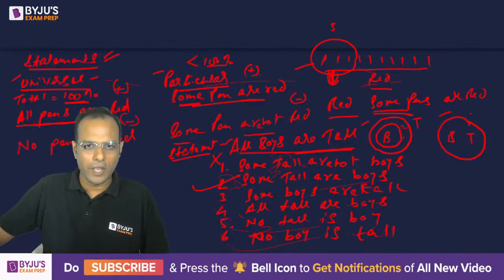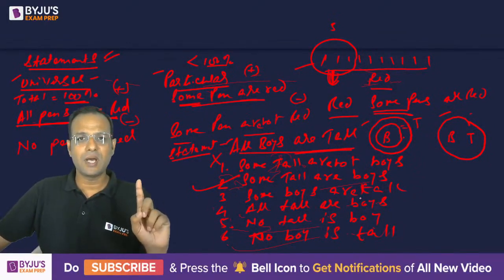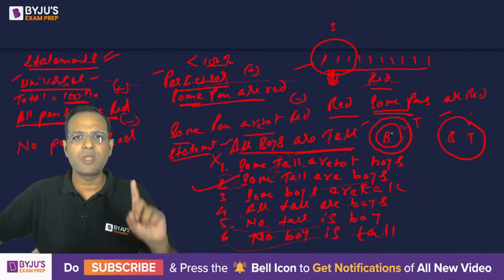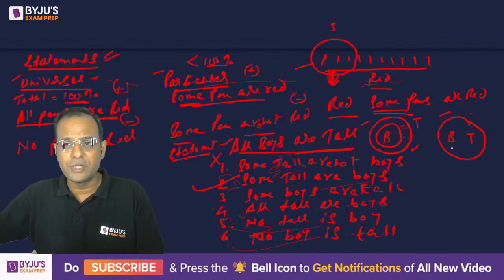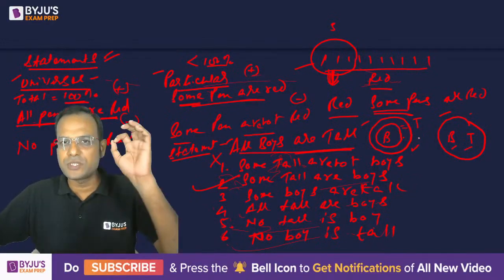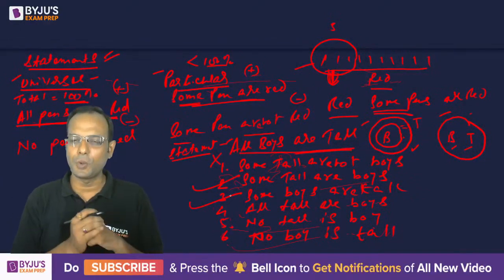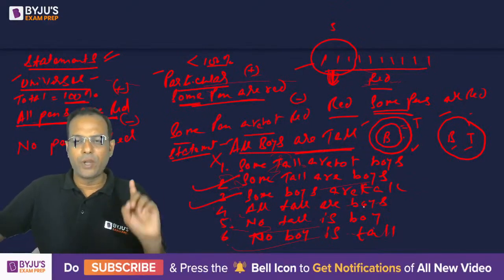Yes. Okay. Some boys are tall. Can you prove this from this diagram? If we look at the diagram, we can very well prove that some boys are tall. This is clear. From this diagram also we can prove that some boys are tall. So both the diagrams give you the same answer, and that is why 3 will also follow. Isn't it?